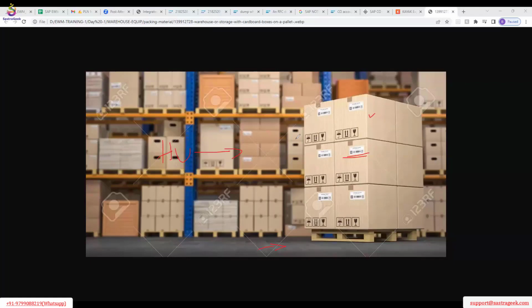Just to summarize, an HU is a combination of the packaging material with the product or products with a unique ID. That's very important, unique ID. For every HU you receive, there is a unique ID. It contains a packaging material and products. I will bring some more pictures so you understand more on that.